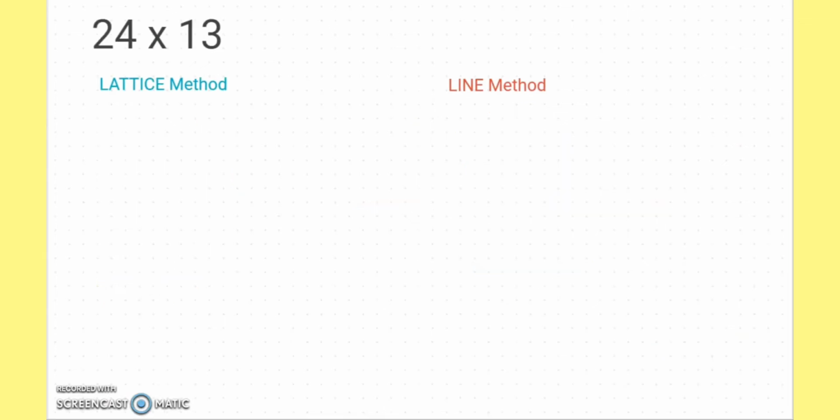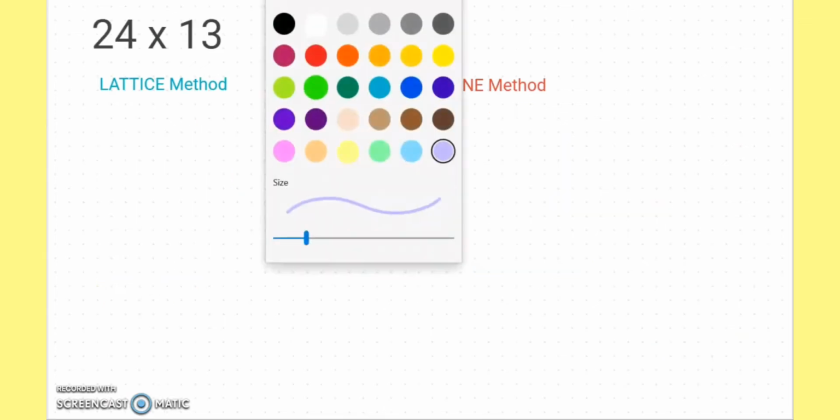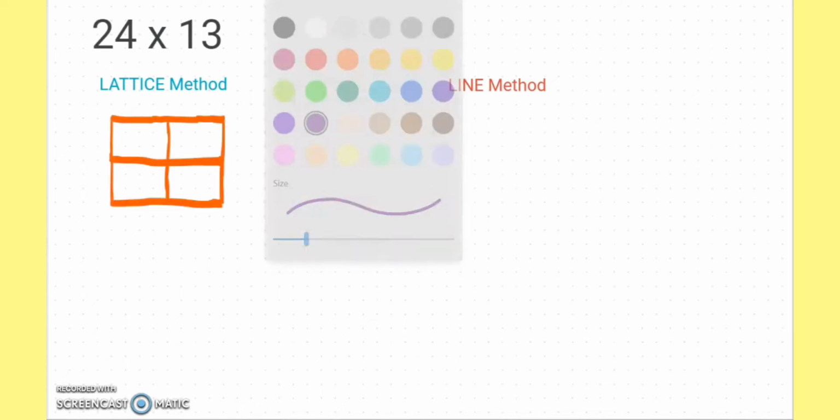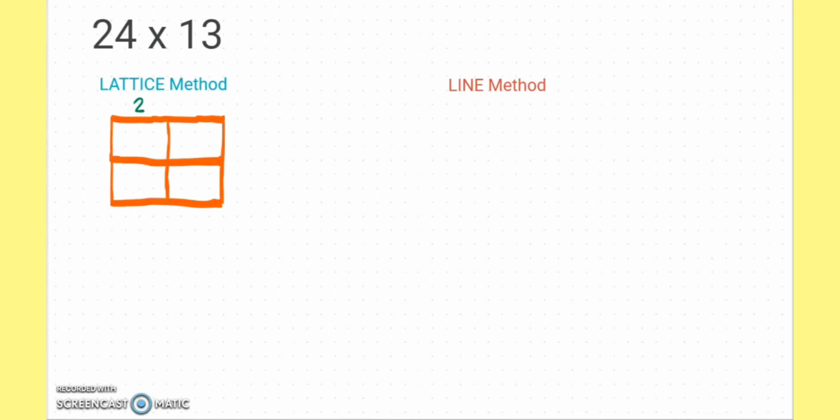Now let's have 24 times 13. So again, this is a 2 by 2 table. We have 2 digits in the multiplicand and 2 digits in the multiplier. So we draw a table that has 2 columns and 2 rows. Now let's place our digits. We have 24 and 13 on our rows. And then again, let's draw the diagonal lines that divide each of the cells. There.